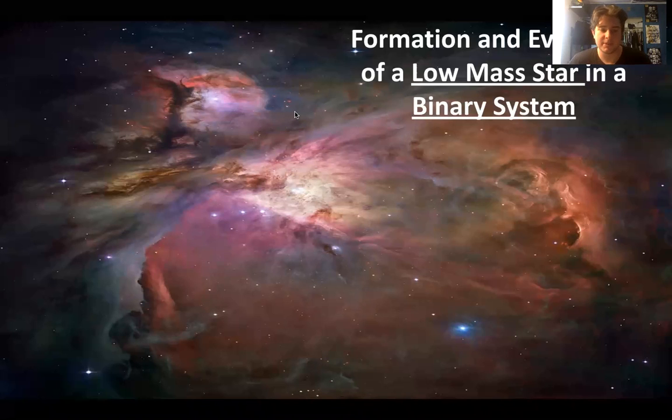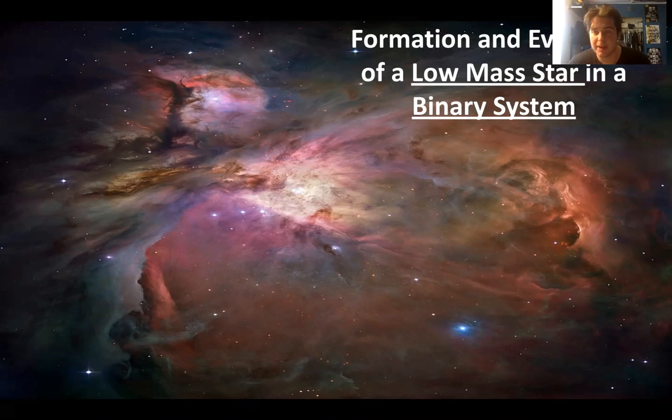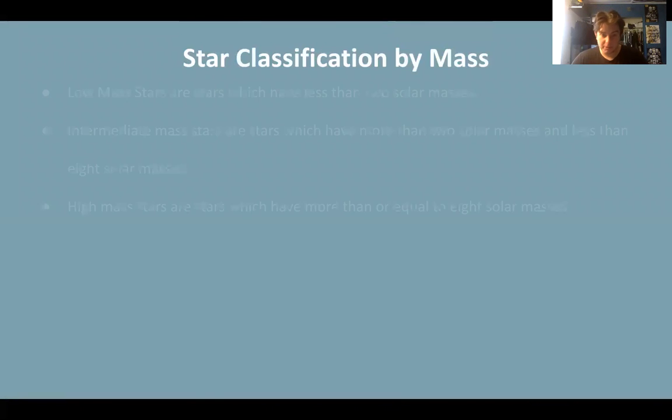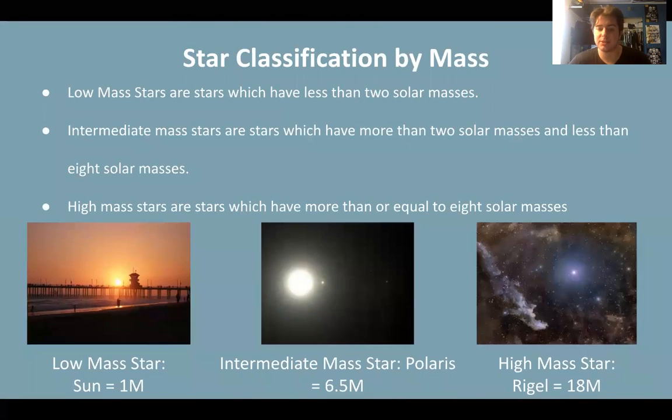Hello, in this lecture I will discuss the formation and evolution of a low mass star in a binary system. First, we must understand what exactly a low mass star is, and that is a star which has less than two solar masses. The solar mass is the mass contained within the sun. The sun is the metric for which the solar mass is used.